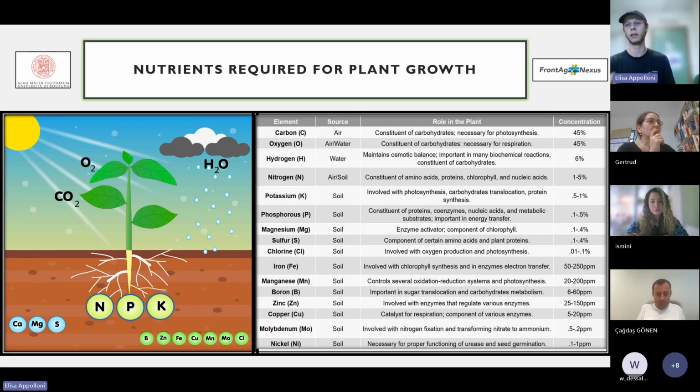And then we have the micronutrients, which are supplied in very little amount, but still, even if it is a very little amount, without them, the plant would not grow. These elements are boron, zinc, iron, copper, manganese, molybdenum, and chlorine.